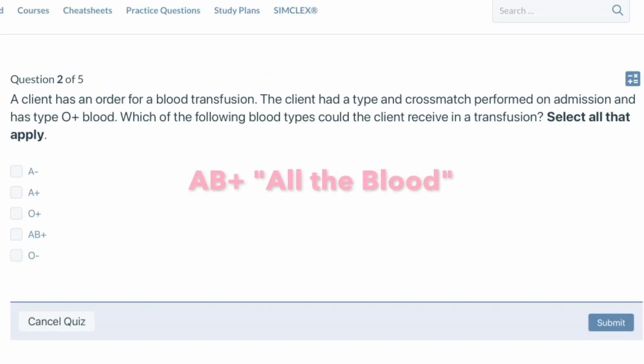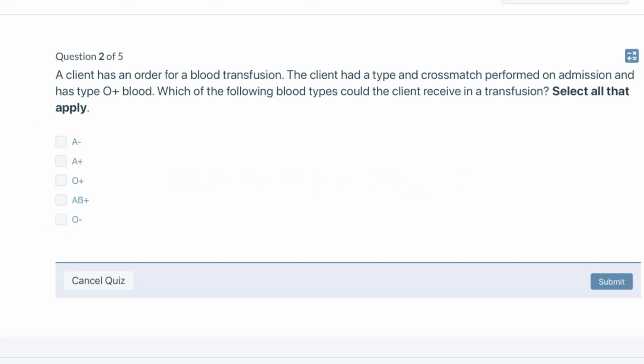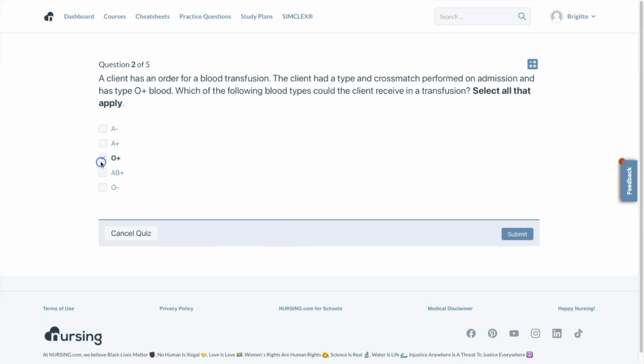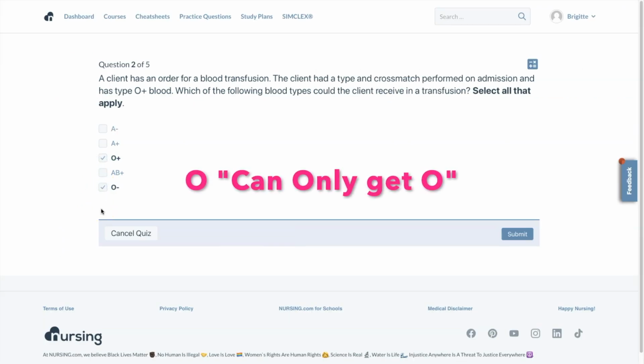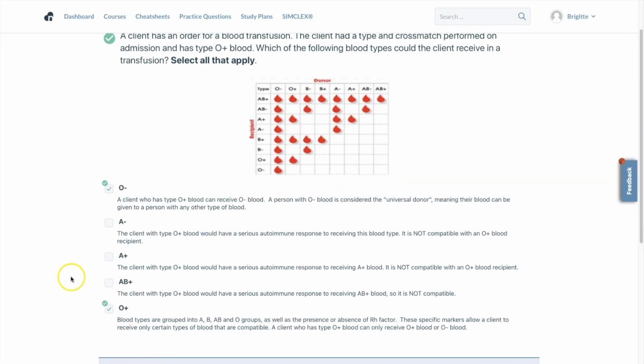They love all the blood. Maybe you can remember it that way. AB, they want all the blood. They're the universal recipient. And those with O positive blood can only receive O positive or O negative. Think of O for only. O can only get O. Here's a nice little chart for you. You can pause to read.